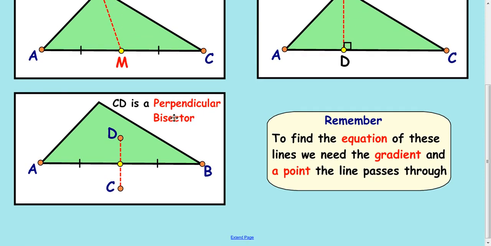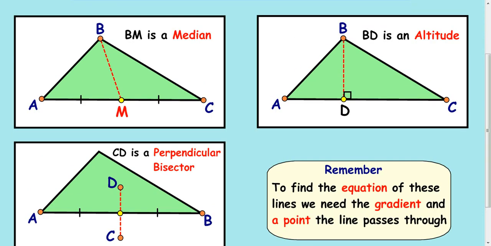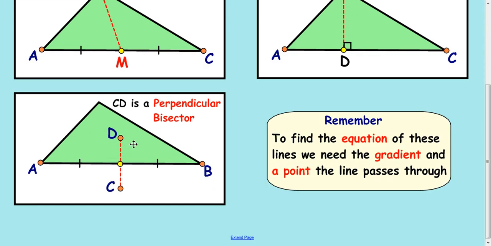And finally, the perpendicular bisector. Well, perpendicular means at right angles, and bisector means to bisect, which means cut through the middle. So any side of the triangle can have a perpendicular bisector, as can have a median or an altitude. But a perpendicular bisector splits the side right through the middle, and it meets it at right angles.